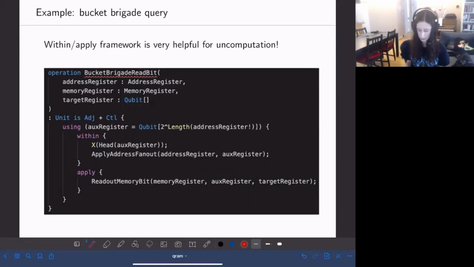So Q# has this framework called within apply. So you can ask it to do some stuff within, then it will apply what's in here, and then it will run everything that is in the within backwards. It will calculate the adjoint for you and run it backwards. So it reduces the frequency of programming mistakes that would come when you try to take a circuit and undo it and do it backwards.